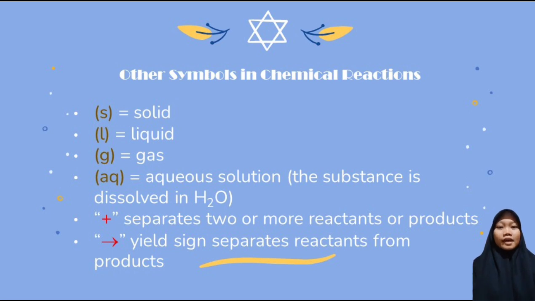Other symbols in a chemical reaction: S for solid, L for liquid, G for gas, AQ for aqueous solution, or the substance is dissolved in H2O. The plus sign separates two or more reactants or products. The arrow yields separates reactants from products.